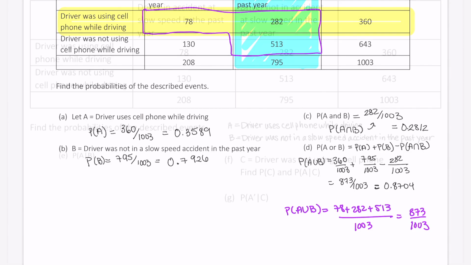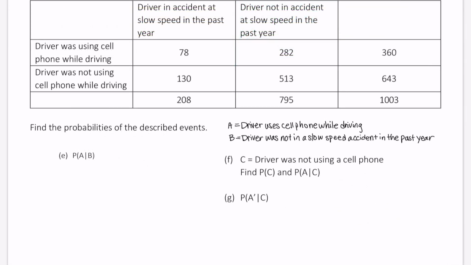Let's continue. So part E, the probability of A given B. Let's recall A is a driver uses their cell phone while driving, and event B is driver was not in a slow speed accident in the past year. So suppose we select someone who was not in a slow speed accident this past year. What's the probability that they use a cell phone while driving?